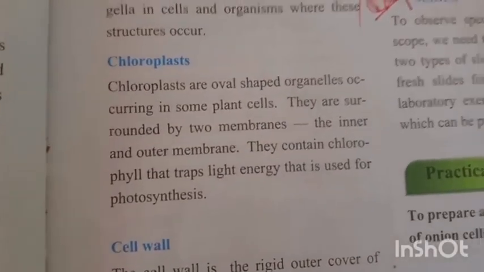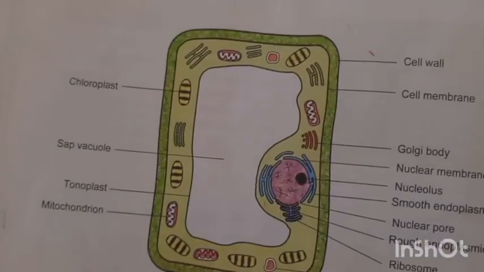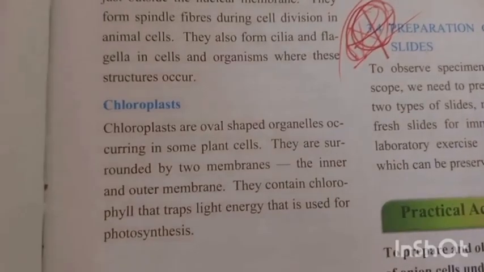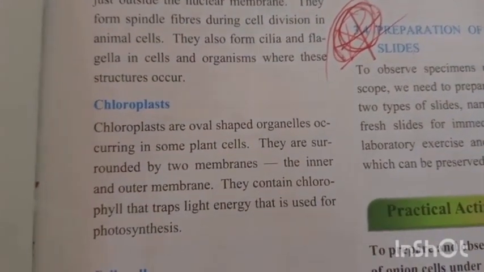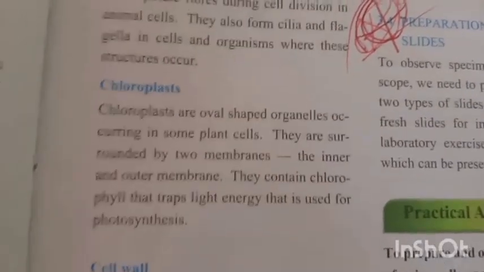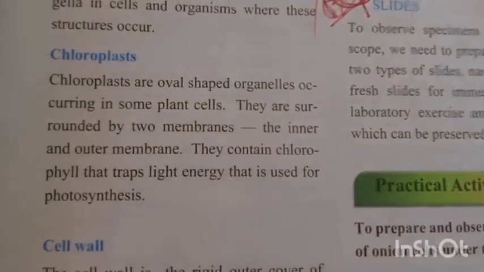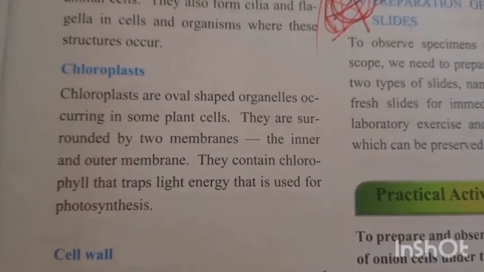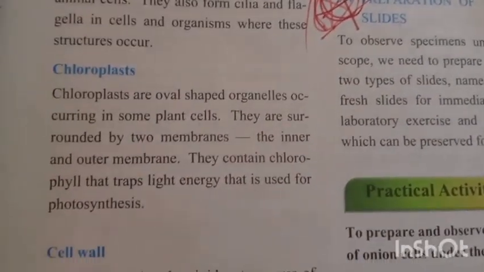Chloroplast is a cell organelle that is found in plant cells only. Chloroplasts are oval in shape, and they have chlorophyll that traps sunlight energy, which is responsible for the process of photosynthesis. So chloroplasts are involved in photosynthesis. In short, they contain chlorophyll that traps sunlight for photosynthesis.